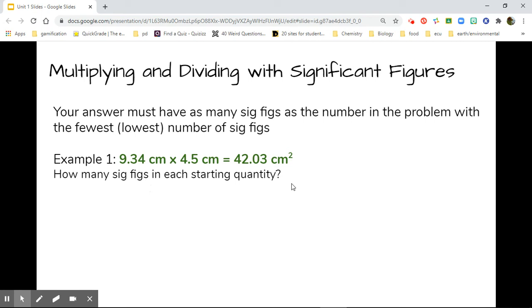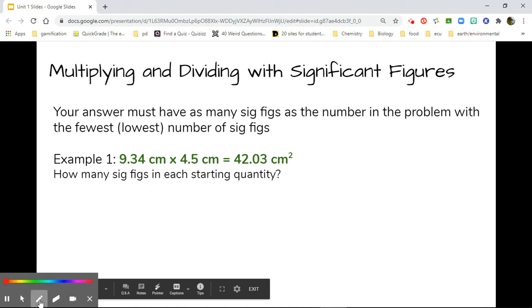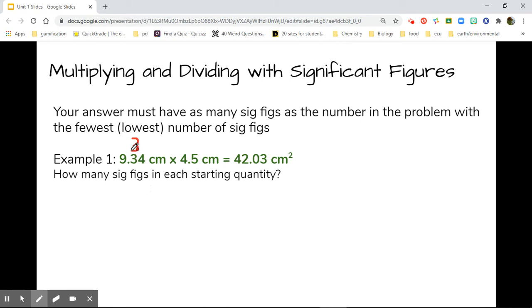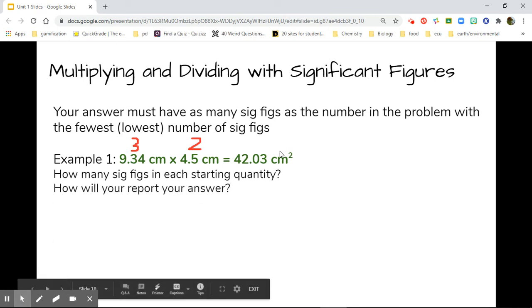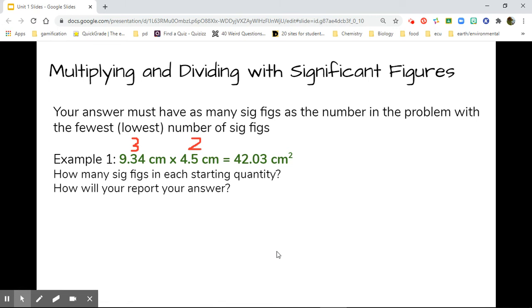So how many significant figures are in each starting quantity? Write down what you think. As I'm looking at this first number, there are 3 significant figures. In this second one, there are 2 significant figures. Then when we look at the next thing, you can write this down in your notes as well. How are we going to report our answer? How many significant figures is it going to have?